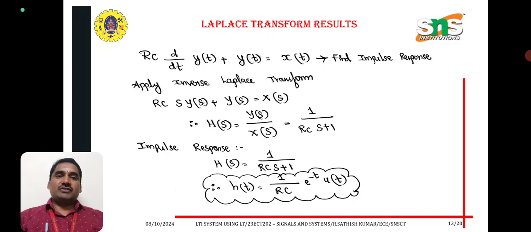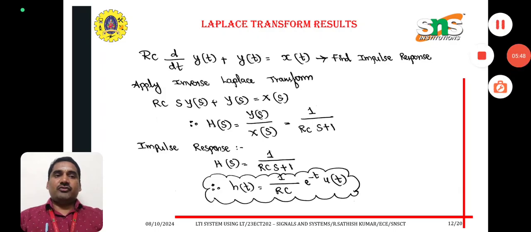Find the impulse response of the system. Replacing RC d/dt, we get RC s Y(s) + Y(s) = X(s). Therefore H(s) = Y(s)/X(s) = 1/(RC s + 1). Applying the inverse Laplace transform of 1/(RC s + 1), we get h(t) = (1/RC) e^(-t) u(t).